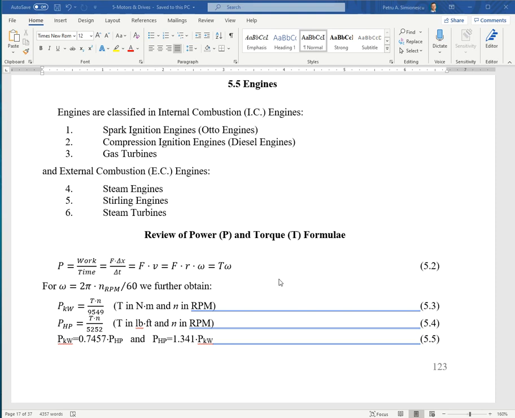And then we have external combustion engines, like steam engines, piston engine type steam engines, the Stirling engines, and steam turbines. This is a review of the equations for power and torque. Power is defined as work per unit time. In linear motion it would be force times displacement over the time it takes to perform that displacement, which is force times velocity. In rotational motion we have torque, that is force times radius, so power is torque times omega.